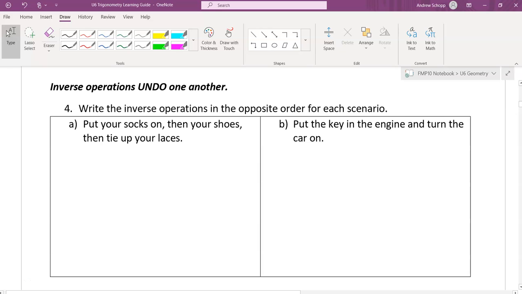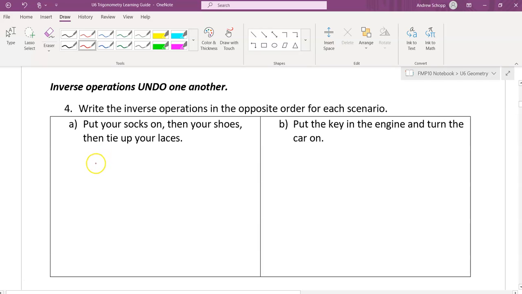Go ahead, work on these 4. I'll do the first one here with you, but write the inverse operations in the opposite order for each scenario. So imagine you put your socks on, then you put your shoes on, and then you tie up your laces. So what are the inverse operations?